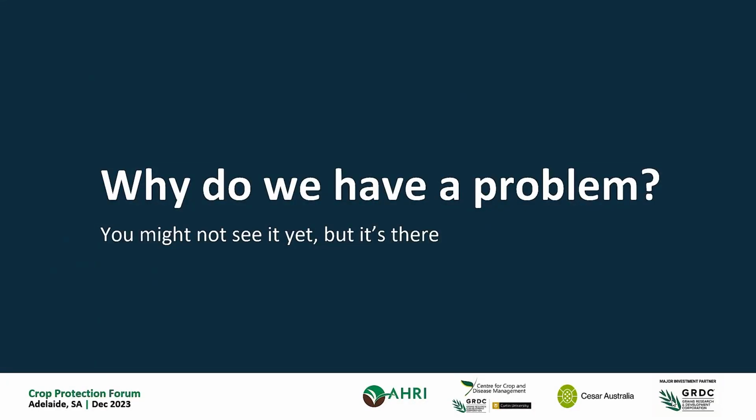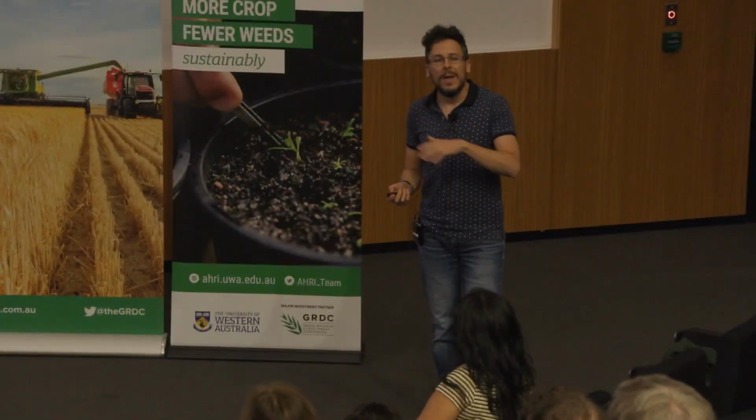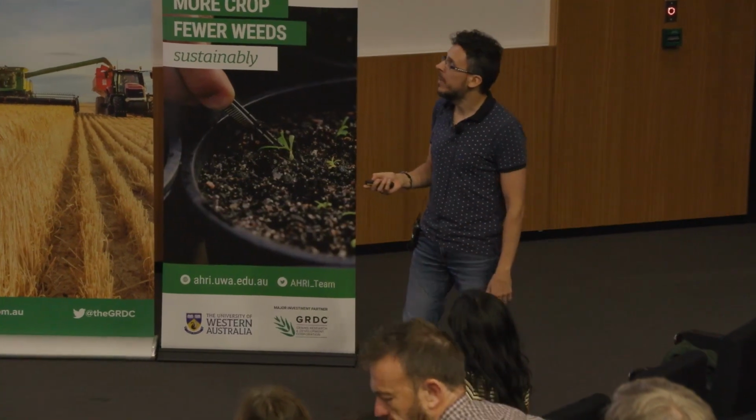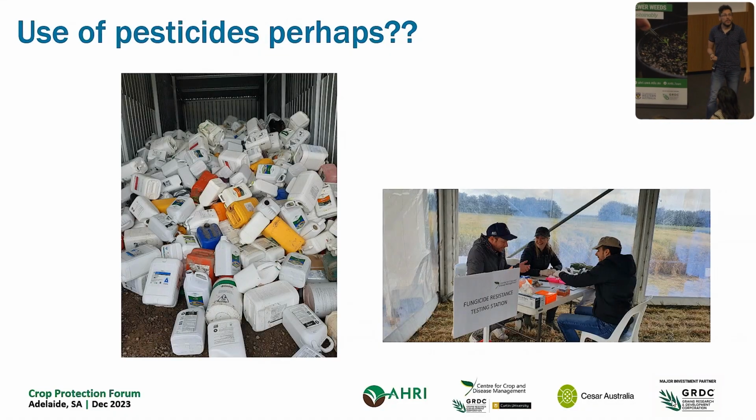Okay, so why do we have a problem? If you have been attending these forums before, and from what you have heard this morning, you probably already know that the problem is that we use a lot of pesticides because they are what we need in order to get the crop going, right? This is highly intensive agriculture, and we need them in order to just get a profit at the end of the day. But obviously the use of fungicides, the use of pesticides in general, they do what they are intended to do. They control diseases, but at the same time they select for resistance, because that resistance is already there in nature.